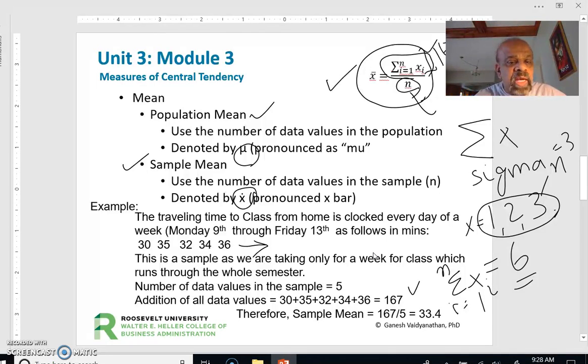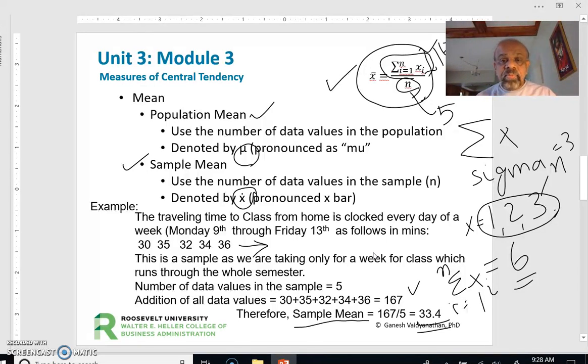N is going to be equal to 1, 2, 3, 4, 5 days. So I'm going to have 5. So 167 over 5 is 33.4. That is my average time it takes for me to come from home to class. And that is my sample mean. Because I come to class so many times, but I'm taking a sample of 5 days, and I'm using the mean of those samples. That is why it is a sample mean.